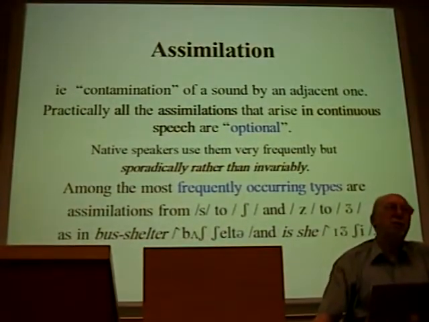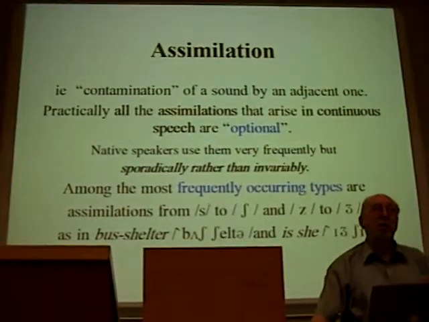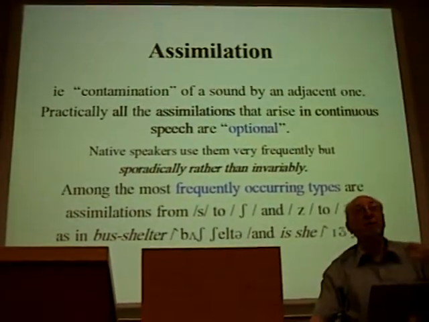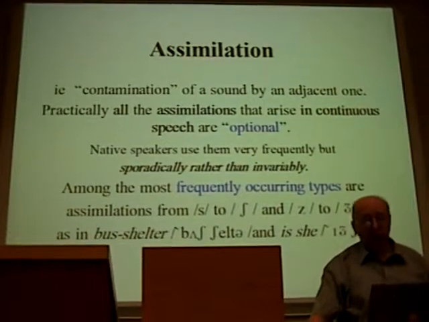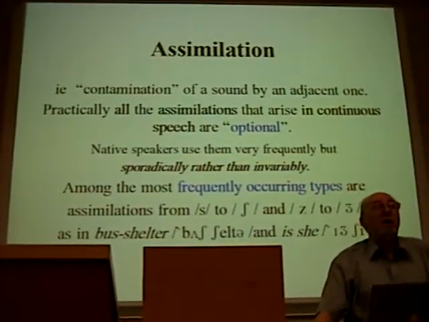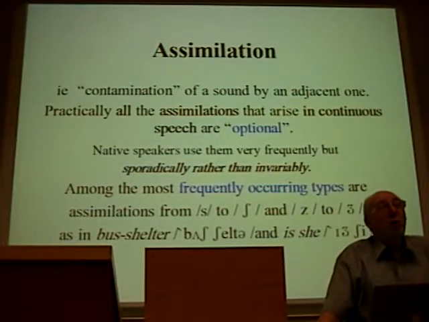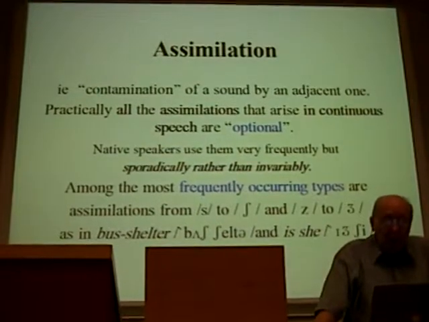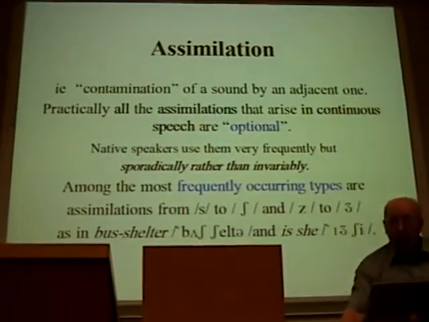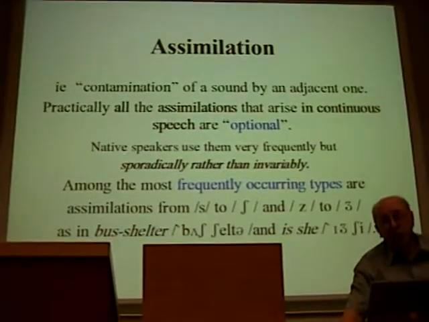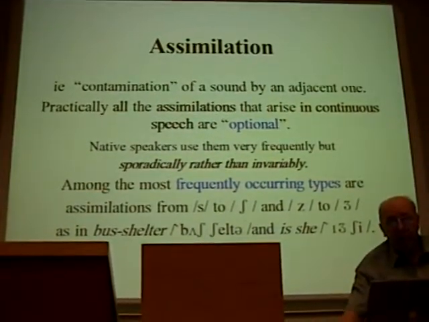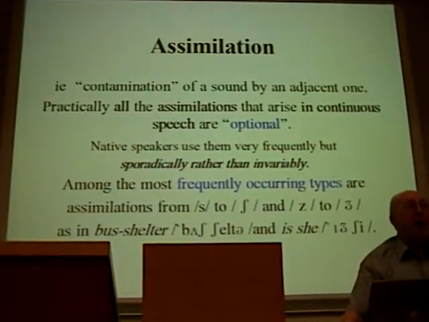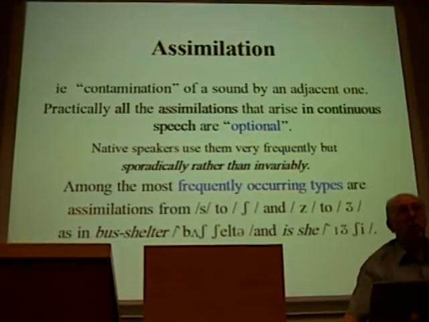And there are 2 kinds of assimilation, by the way. There's the anticipating assimilation that starts to put the speech organs in the position for the next sound before you come to it. And there's the reverse of that. But anyway, there are very few cases of assimilation where you will sound wrong if you fail to use them. The ones I've drawn your attention to here, at the bottom line, are a couple of examples. We change the S to esh, and we change the Z to je in things like bus shelter and is she, for instance. Now, you can say, of course, bus shelter, or is she.